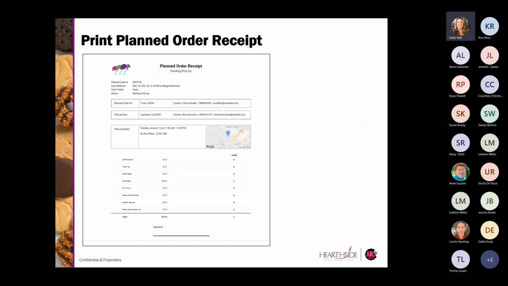You can notice the cupboard and troop information was captured. The variety, the number of packages or cases to be picked up is listed too. And the troop financial responsibility for that planned order is listed right there along the bottom. So all of the information for this order is laid out.